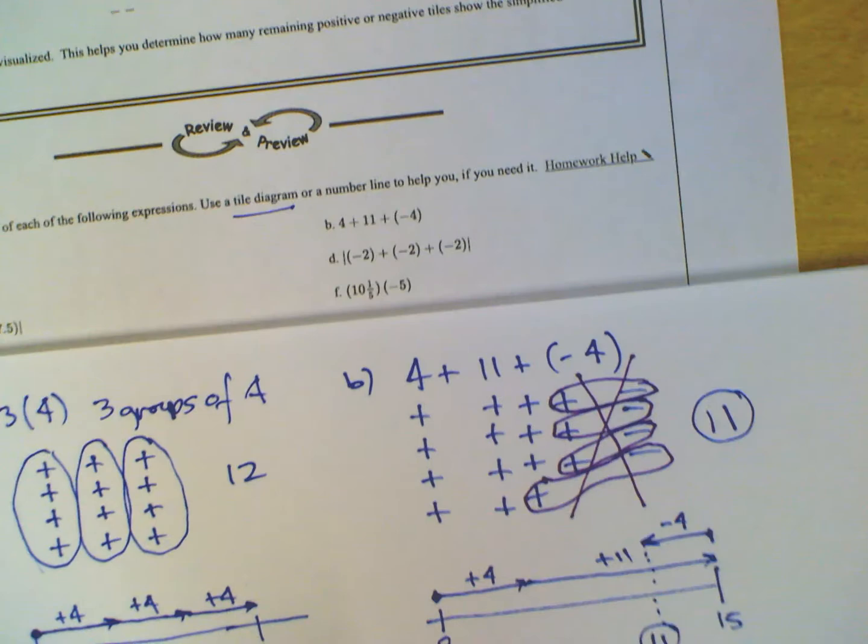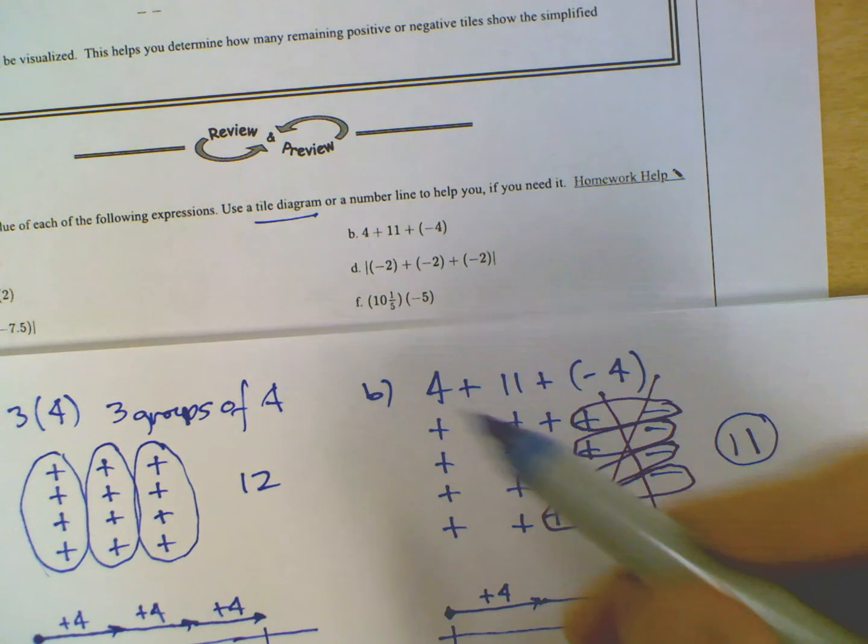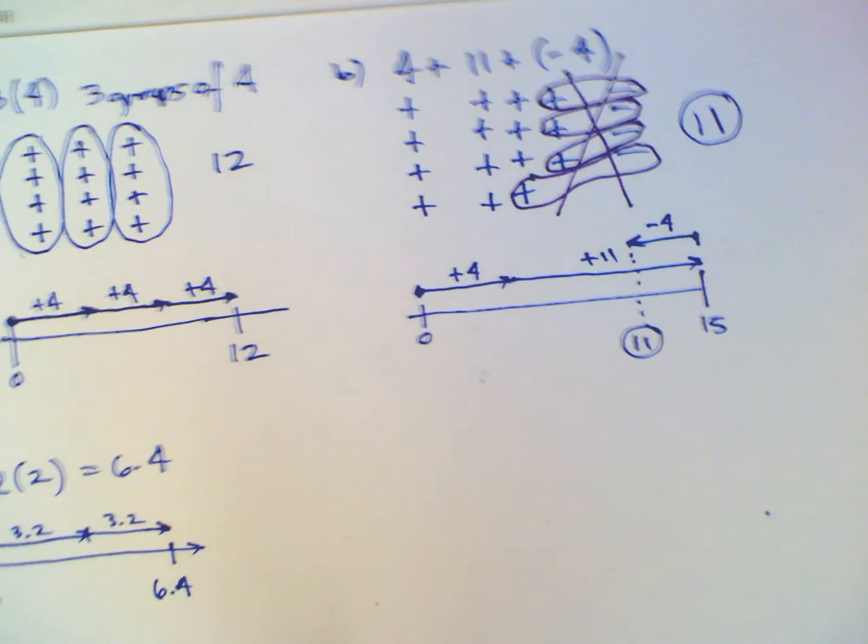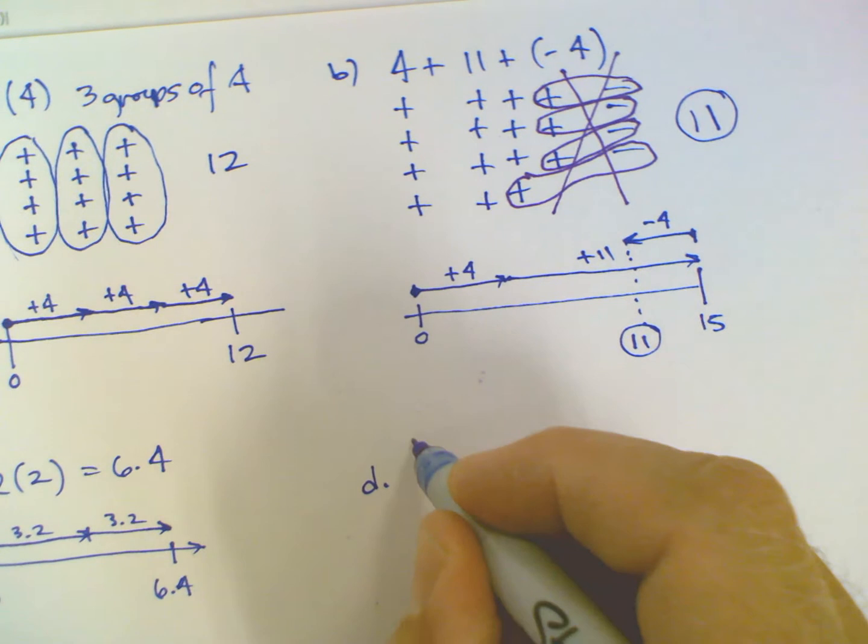Okay, so then D, now D, we've got interesting symbols there. I want to make sure we understand these symbols.